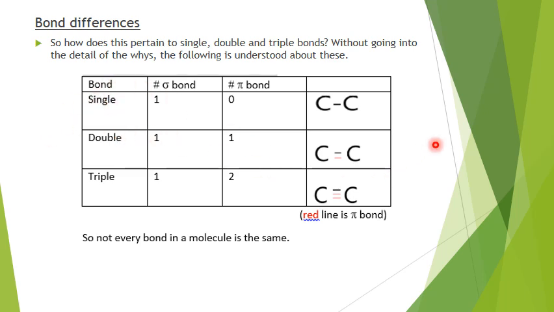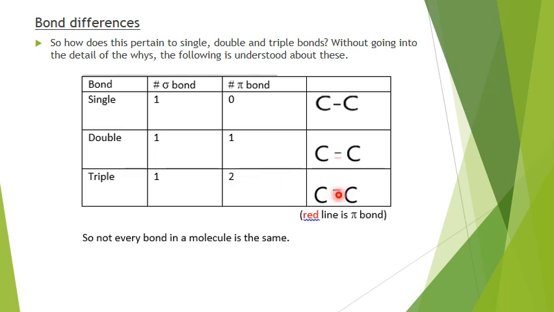Okay. So how does this relate to single, double, and triple bonds? Well, we won't go really into the whys of it. But whenever you see a single bond, one dash, that's always going to be a sigma bond. Whenever you see a double bond, and it doesn't just have to be carbon, but I'm showing you carbon here, one of the bonds is going to be sigma, and the other one will be a pi bond. It doesn't matter which one; I just decided to make the red one pi. A triple bond is going to be one sigma and two pi's.